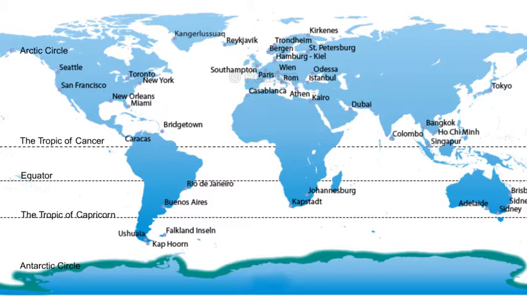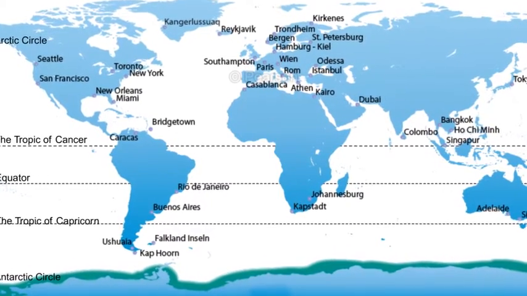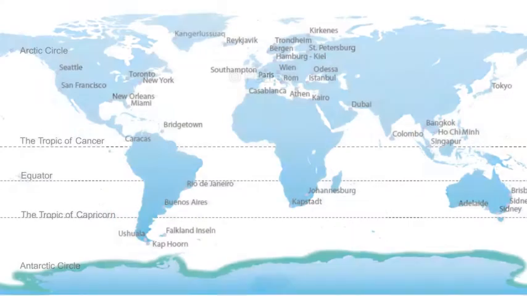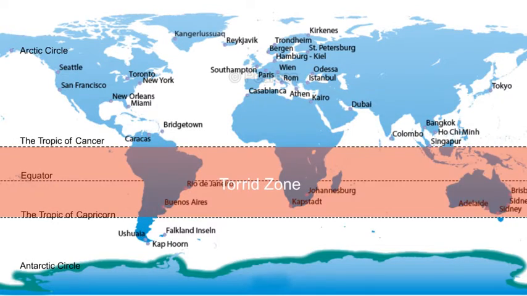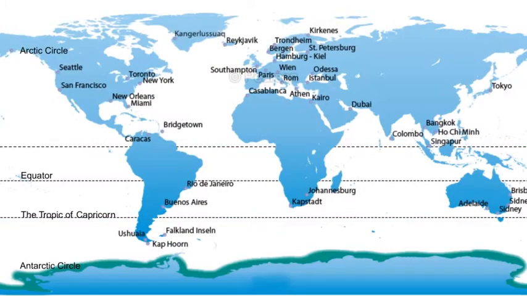Climate zones or heat zones. The regions of the earth with similar climatic conditions are grouped into climatic zones or heat zones. The earth is divided into 3 climatic zones: torrid zone, temperate zone, and frigid zone. Some countries and continents extend into more than one climatic zone.